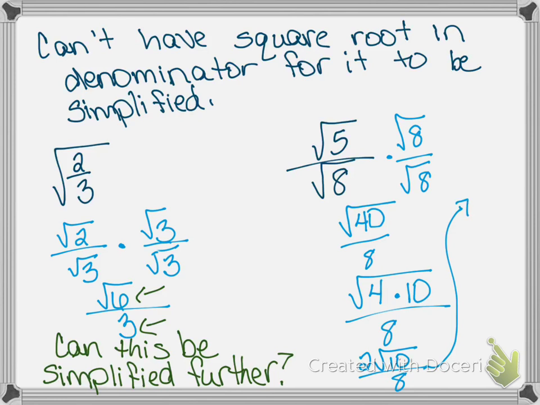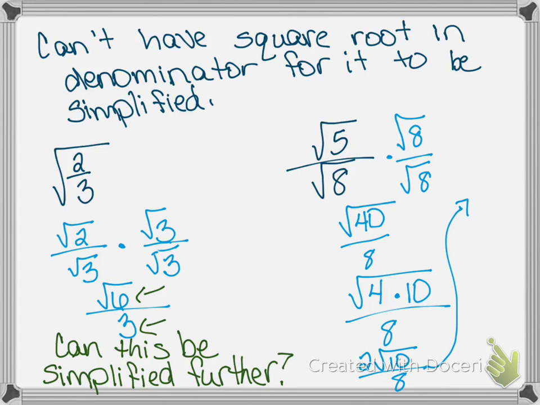Now, I've got a 10 on the inside and an 8 on the outside. So I can't do anything. It doesn't matter that this 10 and this 8 are both divisible by 2, because this is on the inside and that is on the outside of a square root. But do you see this 2 right here? It's on the outside.